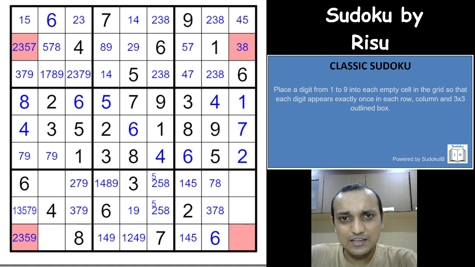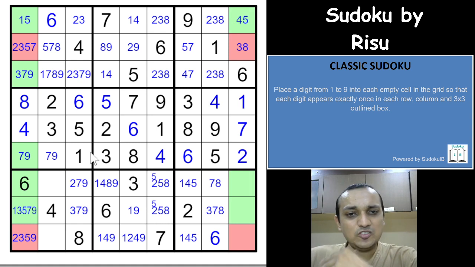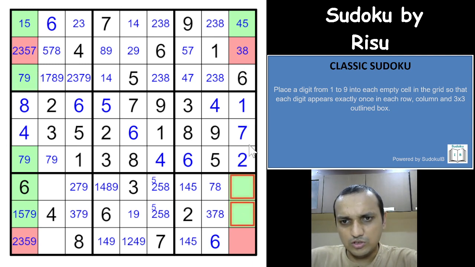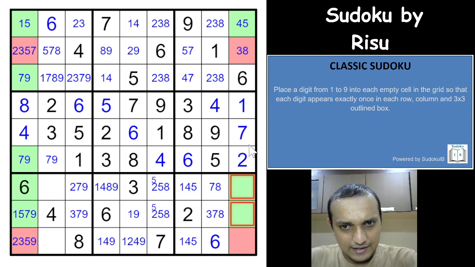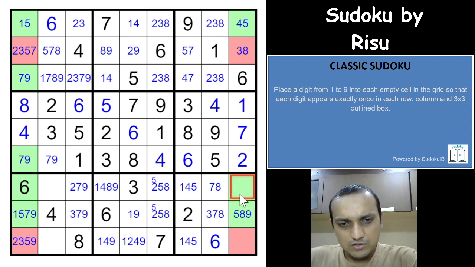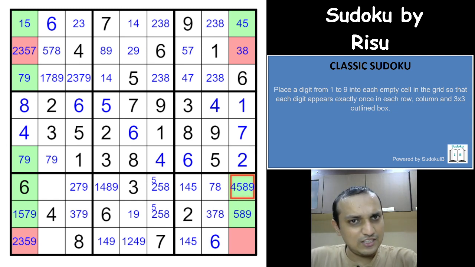Which means again, you can remove 3 from all of these green cells, right? And which means I can remove 3 from this cell, this cell, and okay, these cells as well. So 1, 2, 3, 4, 5, 7, 8 and 9, right? So this cell would have to be 4, 5, 8 and 9, right? So I have removed 3 from all the green cells as well.